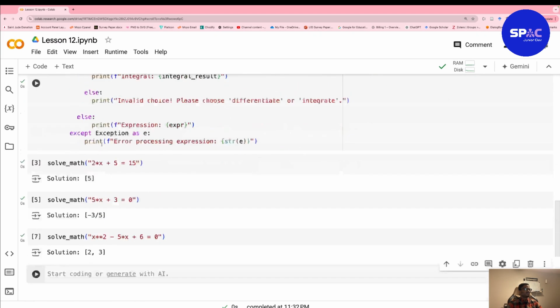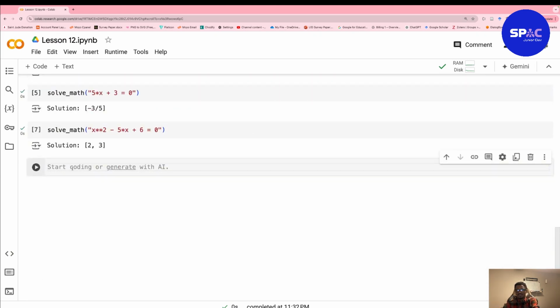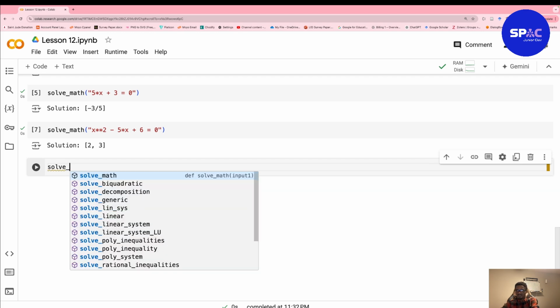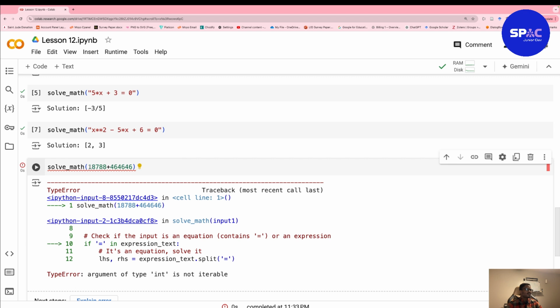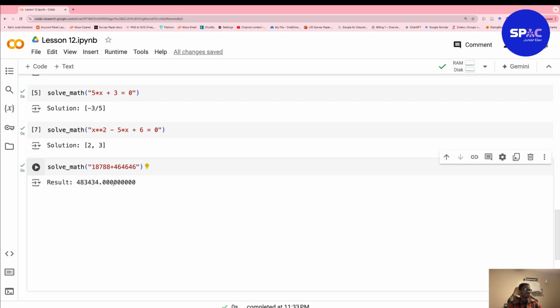You can also use it to solve simple math problems, like simple addition. Let's just say this plus this. Oh, sorry, you have to put it in quotes, because it has to be a string. There you go, that's the answer.